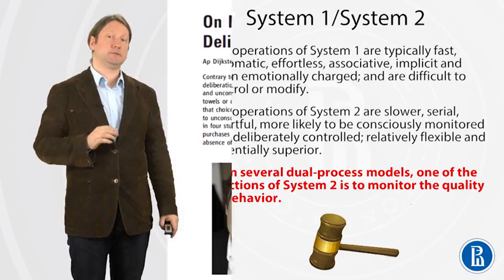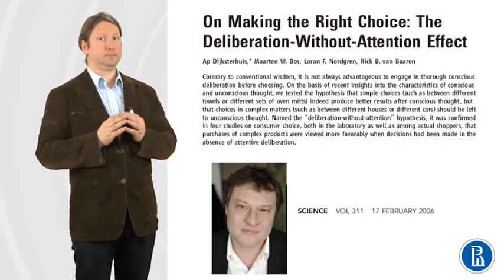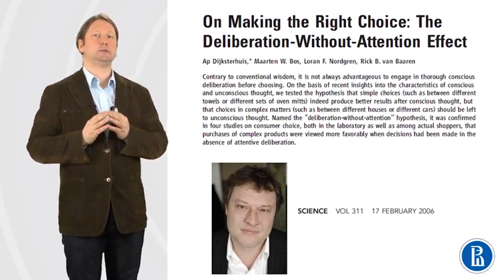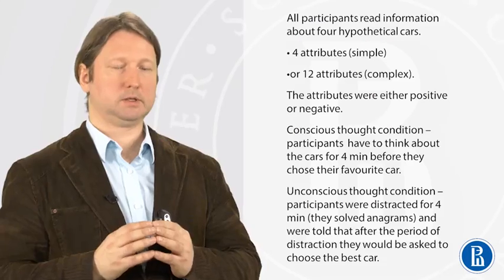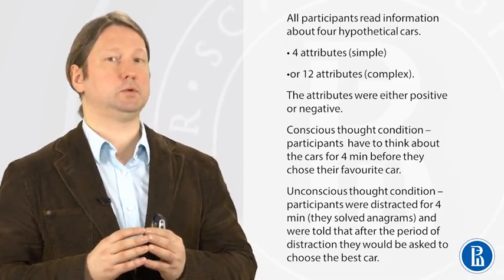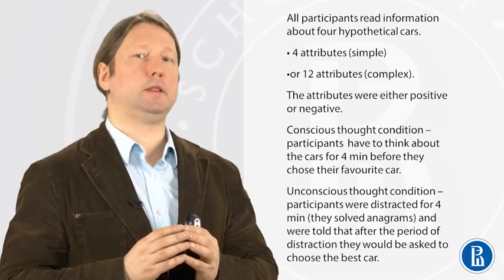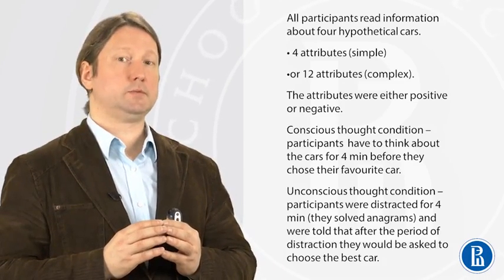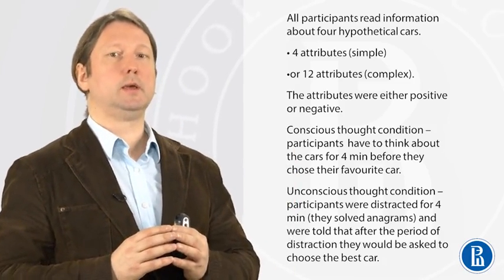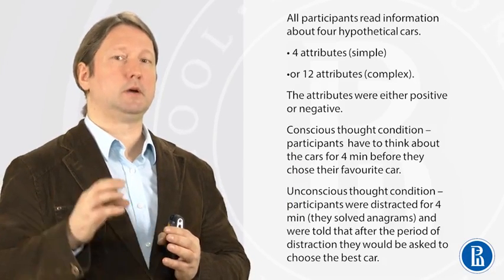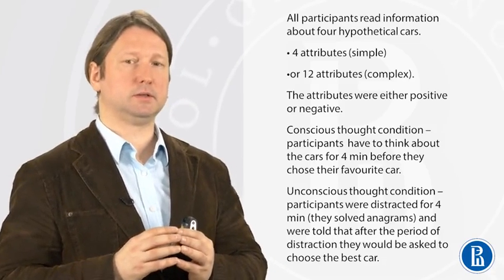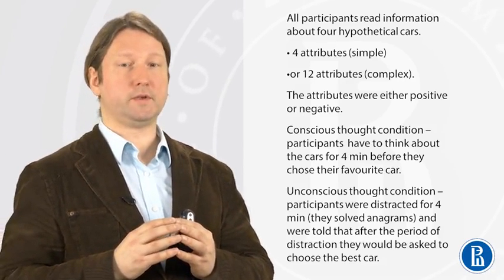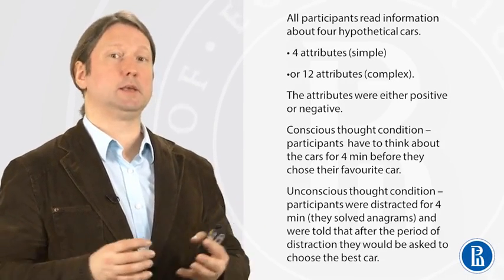And this is nicely illustrated by very interesting studies conducted by Dijksterhuis in Holland. So Dutch scientists created a very interesting experiment. In this experiment, subjects were asked to evaluate different hypothetical cars. In the simple version of the task, they had to estimate 4 attributes per car. In the more complex version of the task, they had to estimate 12 attributes per car. Each attribute contained either positive or negative information about the car. So subjects attended 2 different conditions. In the conscious thought condition, participants had 4 minutes to think about the best car out of 4 hypothetical cars. In the unconscious thought condition, participants were distracted from the active thinking process by 4 minutes of solving anagrams. So they didn't have time to think really about the optimal decision.